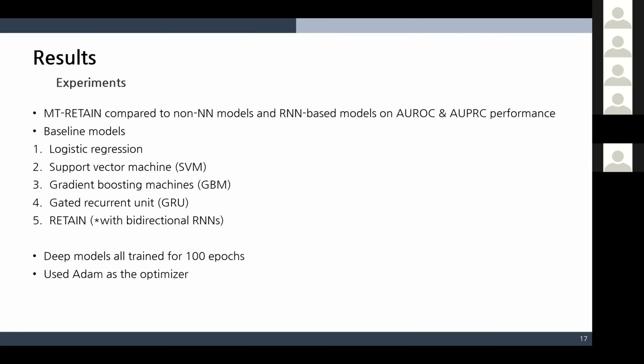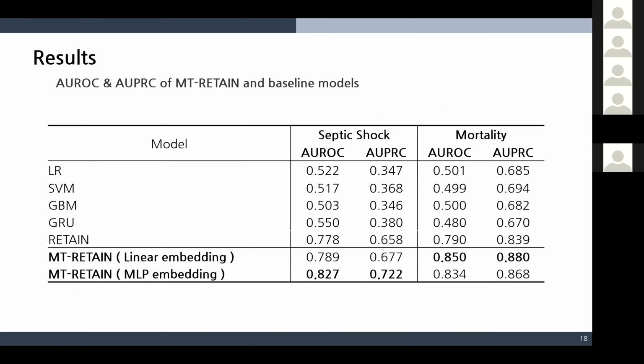We compare the performance on AURC and AUPRC of MT Retain to several baseline models. We included logistic regression, SVMs, and GBMs as the non-neural net baseline models, and GRU and single task Retain with bidirectional RNNs as the baseline deep models. While the non-neural models and GRU had poor performance for both septic shock prediction and mortality prediction, Retain and MT Retain had a significantly higher performance.